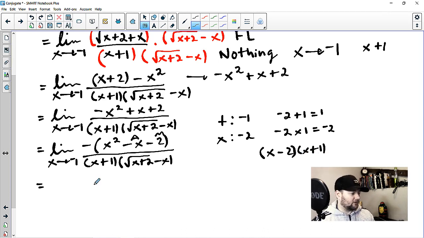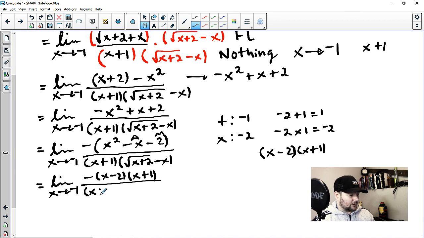All right, so now I'm ready to rewrite this. And you can see how I got that x plus 1 out of the top. So hopefully we'll be able to make something work out of that. So we end up with negative x minus 2, and then x plus 1, and then we divide that by x plus 1, and then x plus 2 minus x.